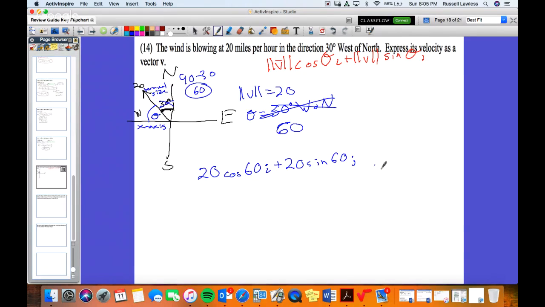When we do that, we will find that our cosine will be a negative 10i, and then our sine will be 17.3j. One decimal place is fine for that. And so this is just writing a vector given the wind blowing. We do operations within that, but this is just step 1 of writing the vector. Now let's get to the word problems.